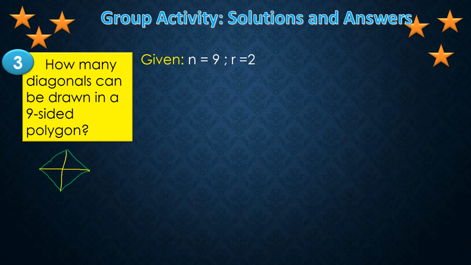Only 2 can be formed in a quadrilateral or 4-sided polygon. How about in a 9-sided polygon? So, 9 is the value of n and r is 2. Why 2? Because what we count is the endpoints of the line. One endpoint is 1, then the second endpoint is 2. That's why the total is 2.